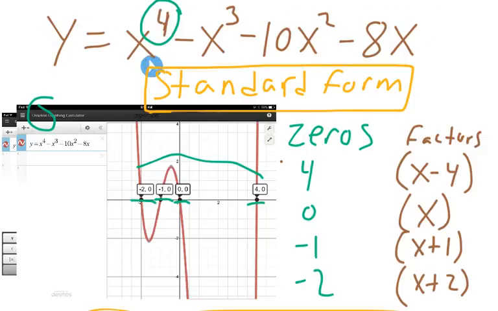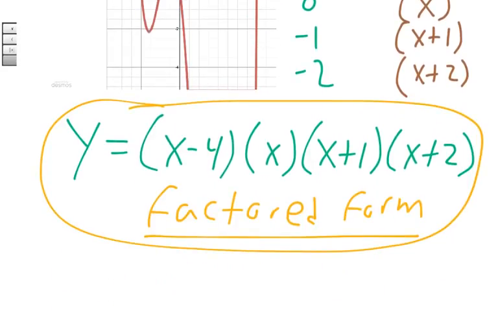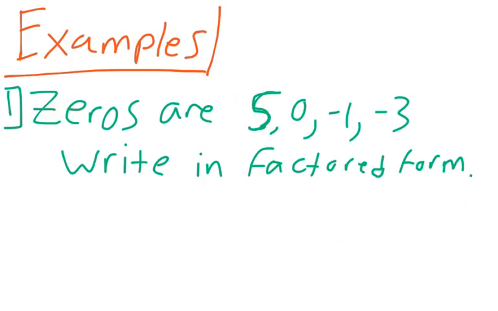Highest power, lowest power, and it's all FOILed out in combined like terms, all that kind of good stuff there. So for example, let's say I have this polynomial here. I tell you the zeros are 5 and 0 and -1 and -3. Those are the zeros, the roots of the polynomial. So write this baby in factored form.